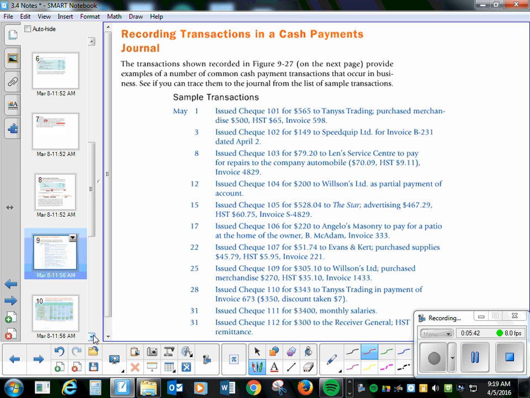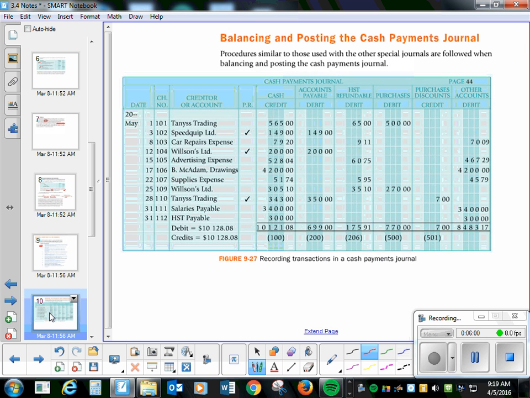Okay, the textbook also gives you a few more examples here. I'm not going to go through all of them because it would take quite a while. But if you're having trouble in any of your assignments, you should go back and have a look to see if you can see one that is similar to here. So you've got these transactions listed here. And on the next page, you've got them all put into your cash payments journal like this.